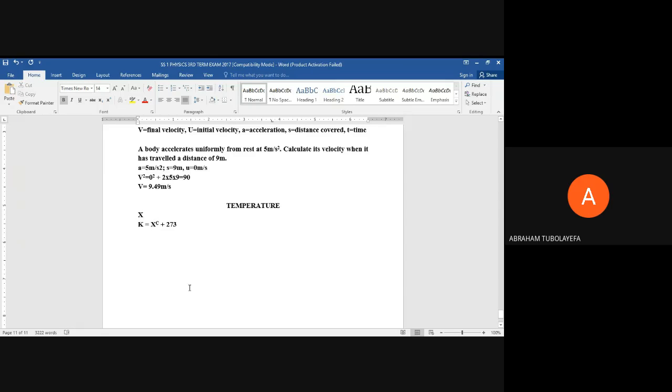What's the boiling point of water? 100. And what's the icing point? So what do you say the boiling point of water is? 100 degrees Celsius. So when you are converting it to Kelvin, it becomes 100 plus 273, which will give you 373. The icing point of water is 0. So if you want to convert it to Kelvin, it will be 273 degrees Kelvin.